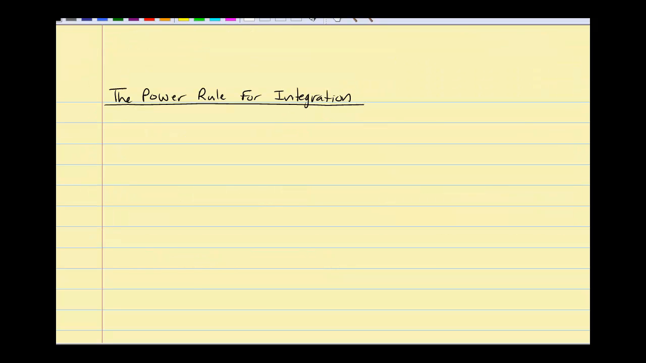The power rule for integration uses the same concept as the derivative, but it inverses it. Now remember, with the derivative you brought the exponent down and then decreased it by 1. Well, what we're going to do with the power rule for integration is we're going to increase the exponent, and then instead of multiply we'll divide by that new sum. So let's go ahead and look at the integral of x to the n dx.